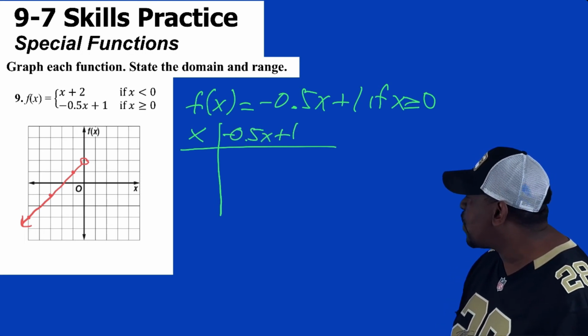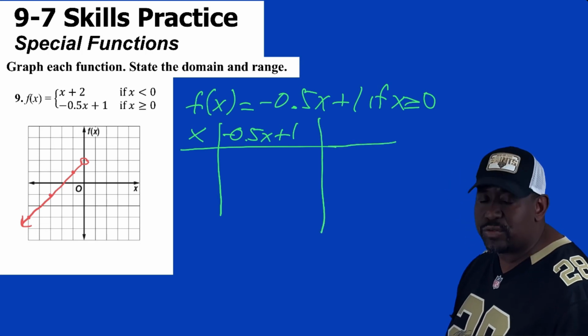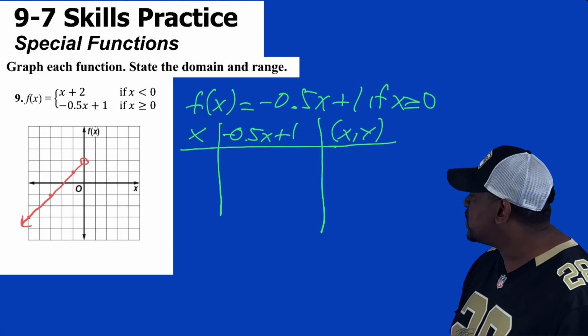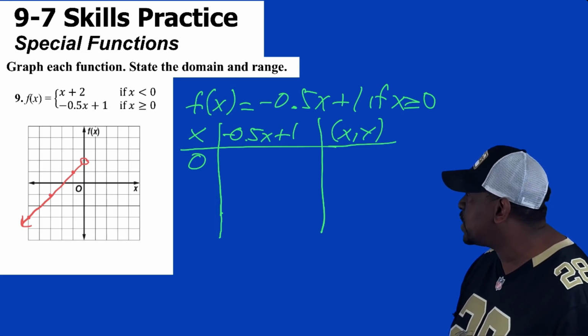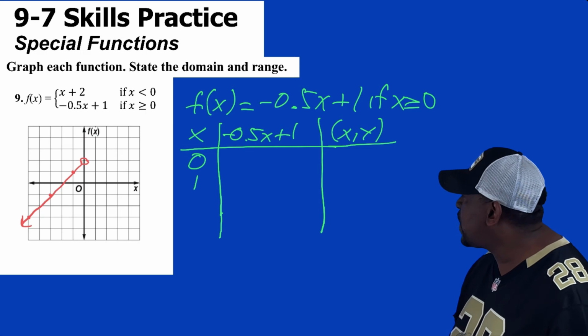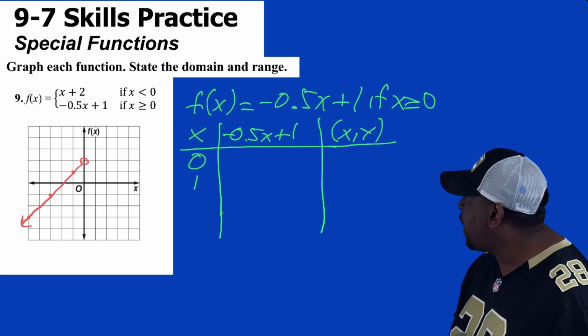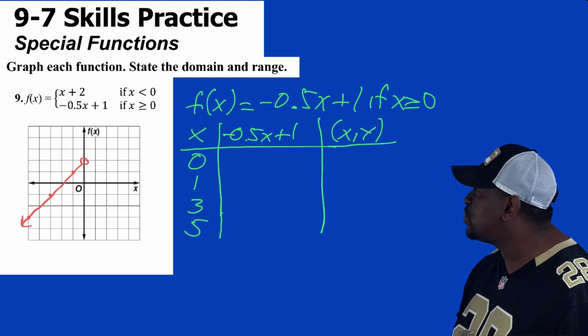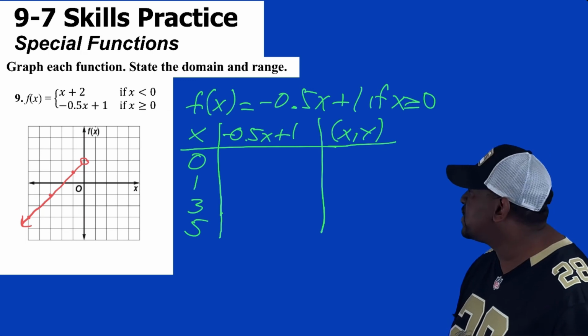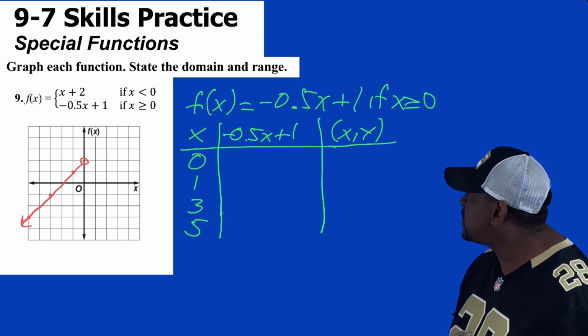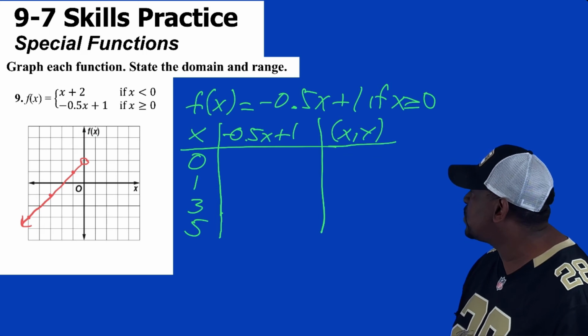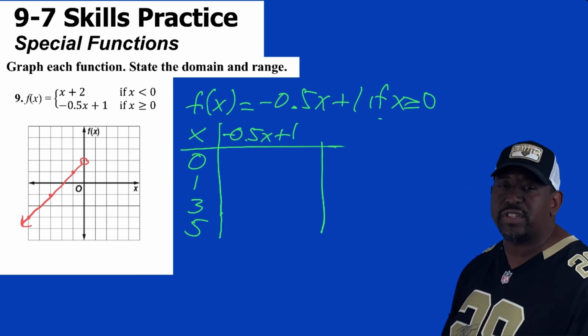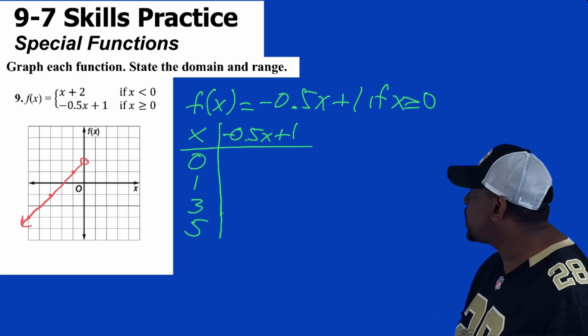We write a column for our x coordinate value, a column for our equation that gets us y, which is negative 0.5x plus 1, and then from there we get our coordinate (x, y). We'll start with 0. What other values? All right, we'll pick 1, 3, and 5. Since the graph is 5 units up, down, left, and right, those are good values. We're going to substitute into the equation, solve for y, and get our ordered pairs.